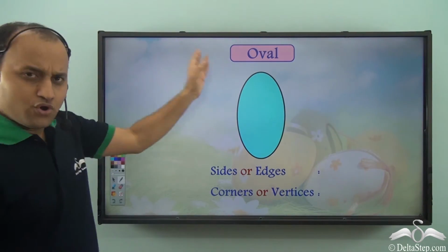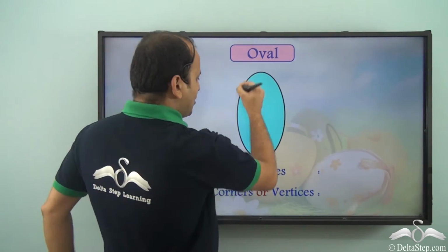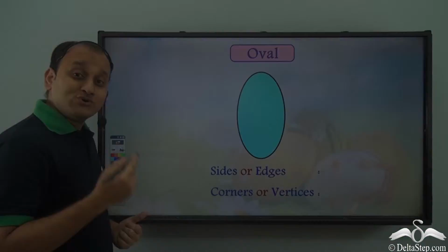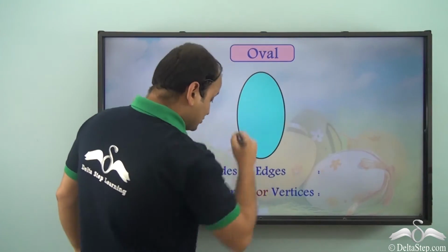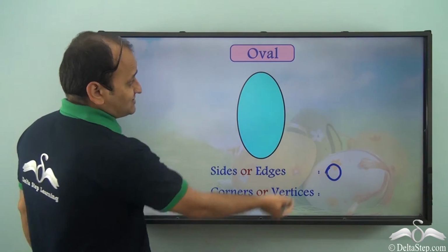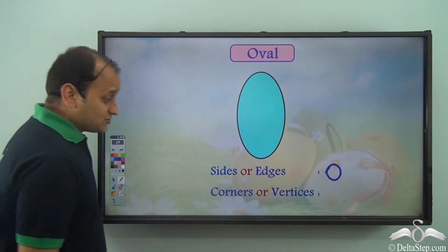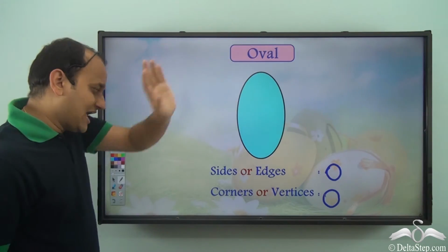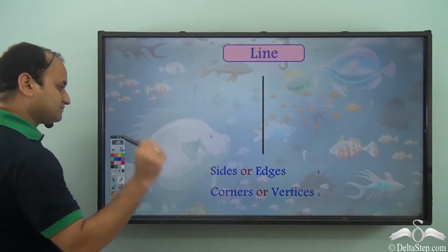Now let's come to oval. Again, in case of oval, it's roundish. It has no corners, so no sides joining the corners. As a result, in case of oval too, we have 0 sides. And what about corners? It's round. It has no corners or vertices. So 0 again. So an oval shape has no sides and no corners or vertices.